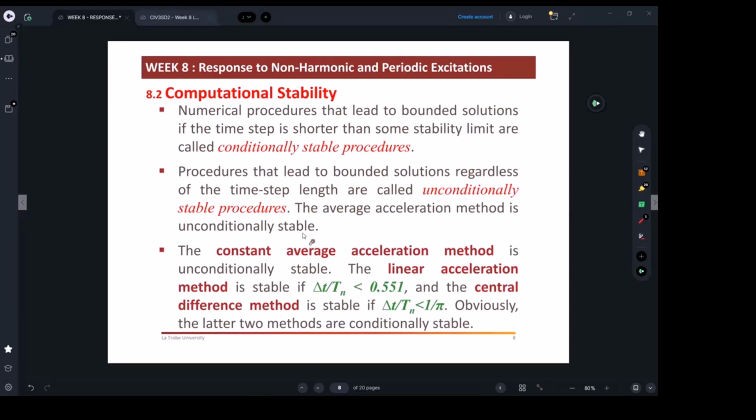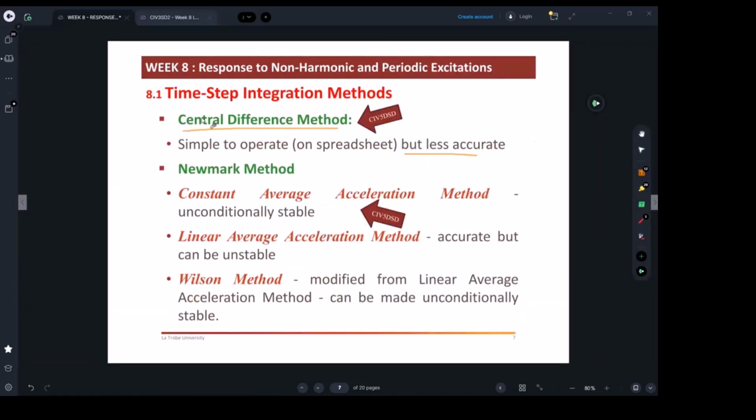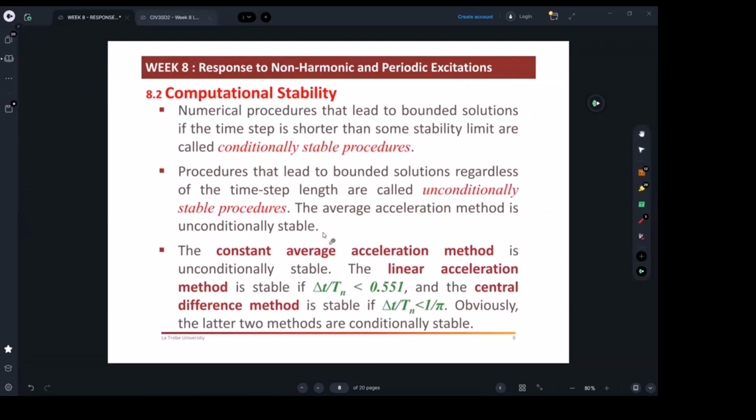You need to understand the methods we're going to be applying. You need to understand what we mean by conditionally stable or not stable. We will be practicing two methods. As I said, the central difference method is conditionally stable; we need to check the ratio. And the other method we're going to be applying is the constant average acceleration method, and as indicated below here, it is unconditional. So it doesn't matter what time step you're going to be using for it. All these things can be practiced as you do your second assessment.